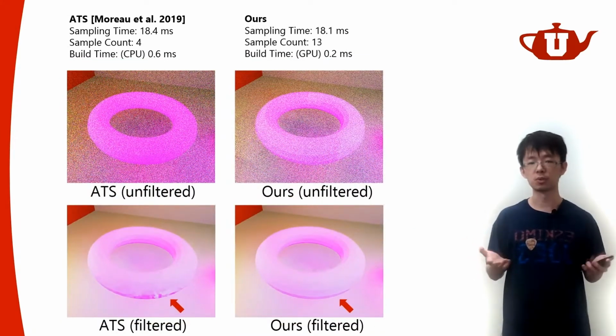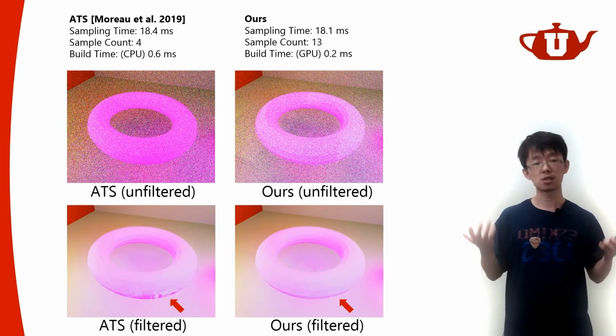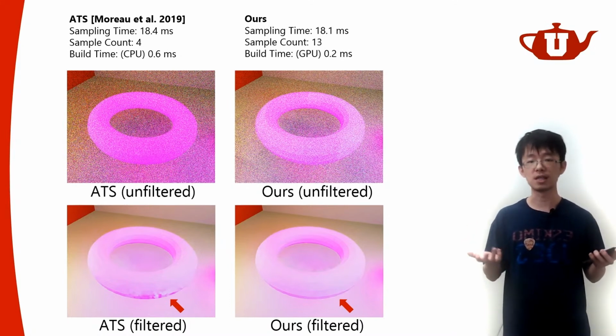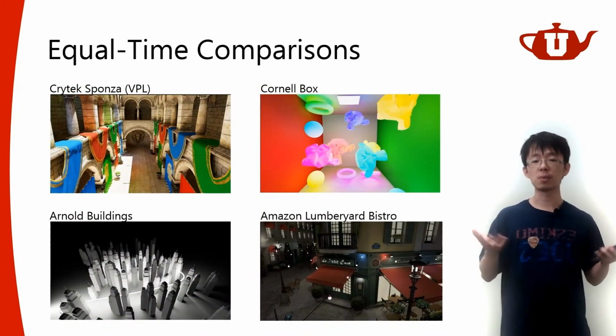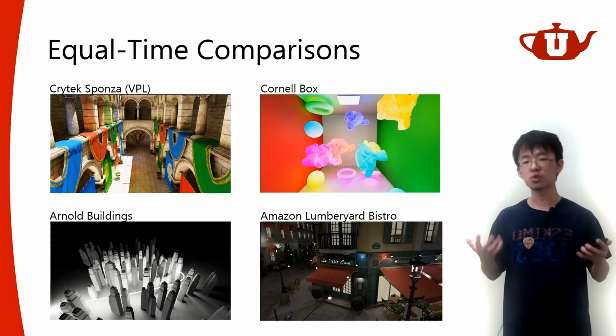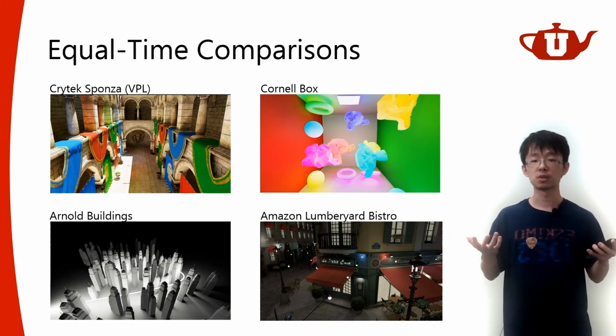Here we compare the filtered results. Notice that there is still obvious low frequency noise with ATS after filtering, which is not seen in our results. To understand more about the sampling behavior of our method, we compare our perfect tree to the unbalanced tree built by agglomerative clustering. We also compare with a sampling strategy that picks all light samples from the root node without using light cuts. Here we show comparison at equal sampling time of 30 milliseconds.